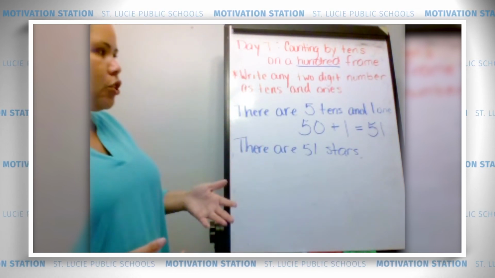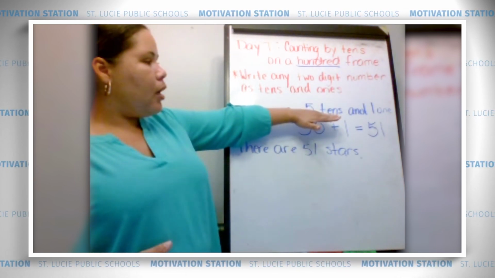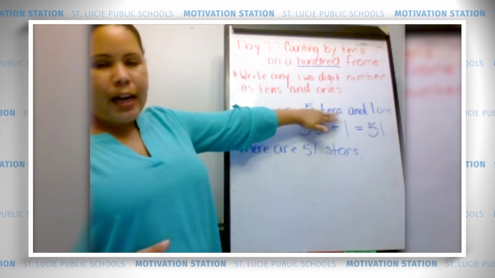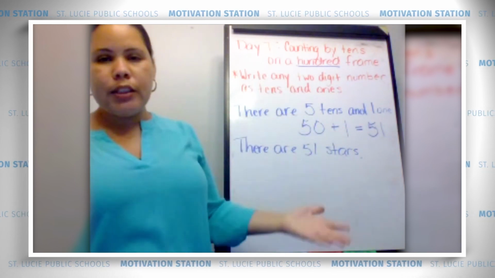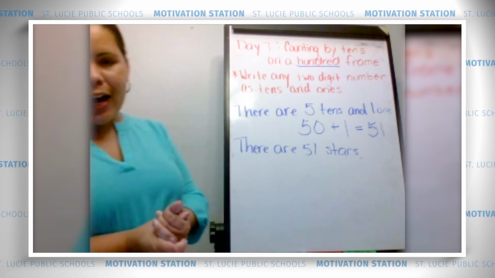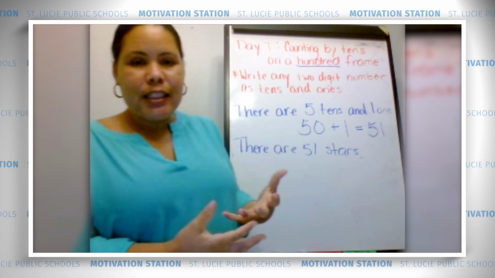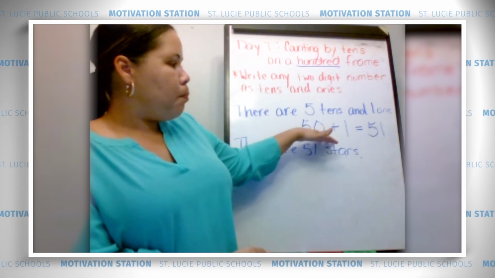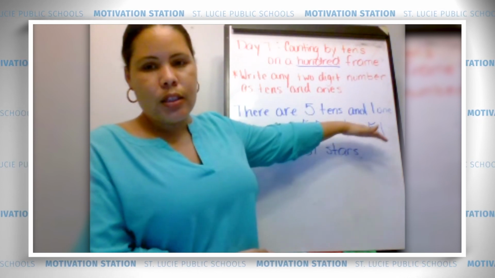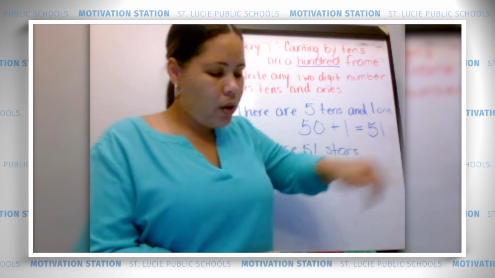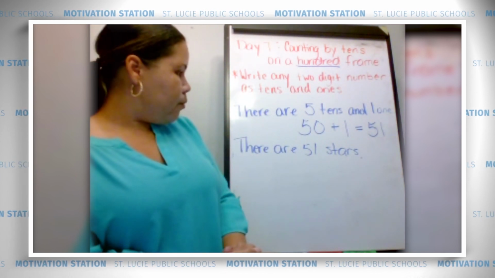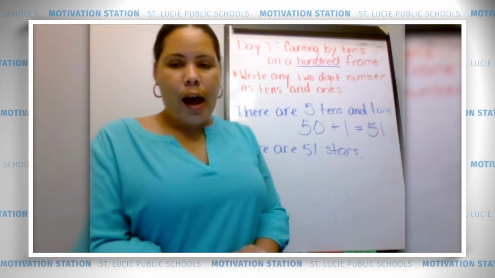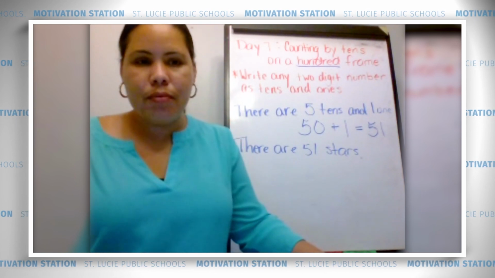Okay, what does your problem look like? How many 10s? If you have 4 10s, that's 40. 5 10s, 50. 6 10s, that's 60. So how many 10s plus how many 1s equals what sum? So there are how many total?